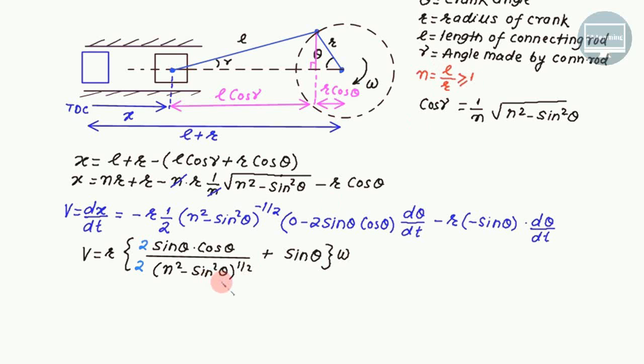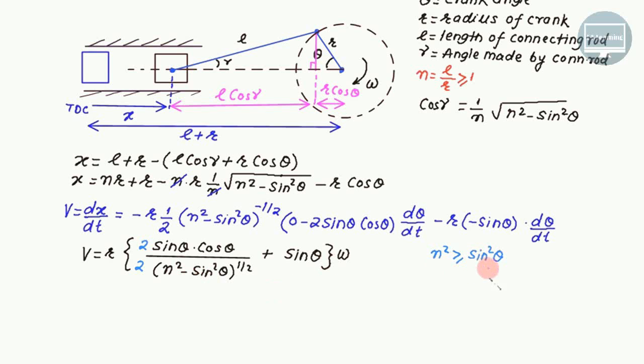What is the value of sine theta? The maximum value of sine theta is 1. So is this ratio, that is n square and sine square theta, almost as good as n square? Because we are assuming here n equal to L by R. Length of connecting rod is very large as compared to crank radius. So n square is very large as compared to sine square theta. In that case, this term is only n square.